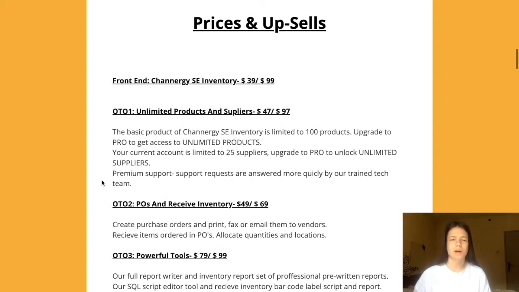The upsell number 1 of the product is unlimited products and suppliers. It's $47.97. The basic product of ChannergySE inventory is limited to 100 products. You can upgrade to Pro to get access to unlimited products, and your current account is limited to 25 suppliers. You can upgrade to Pro to unlock unlimited suppliers. And you also will get premium support. Support requests are answered more quickly by our trained tech team.